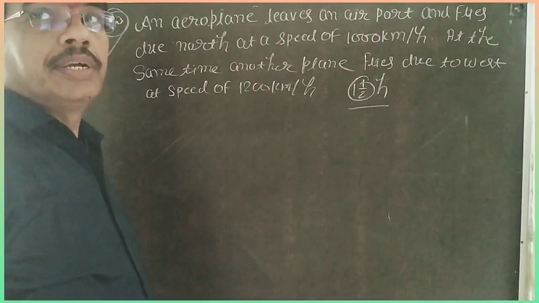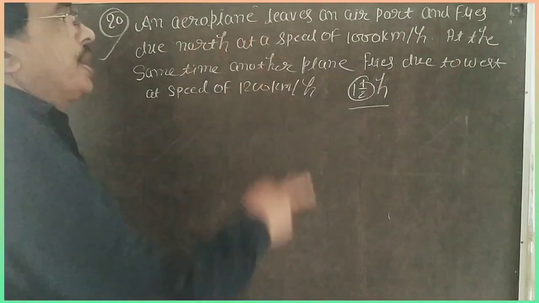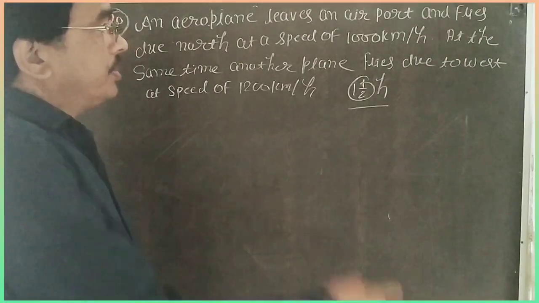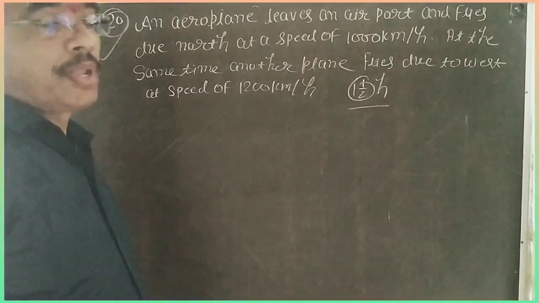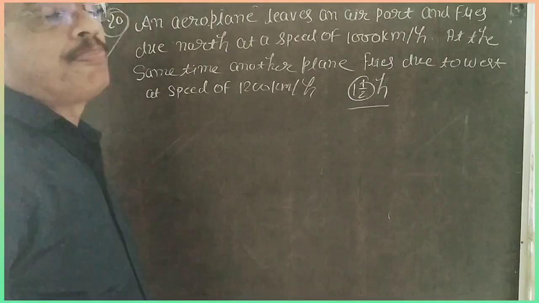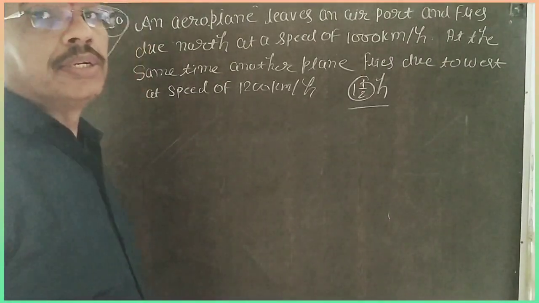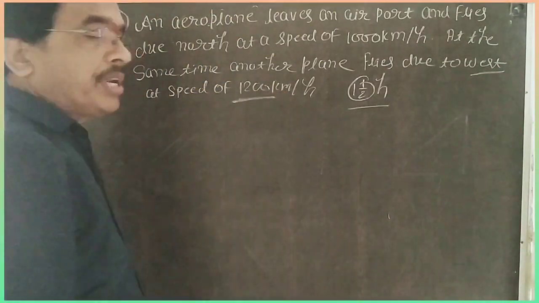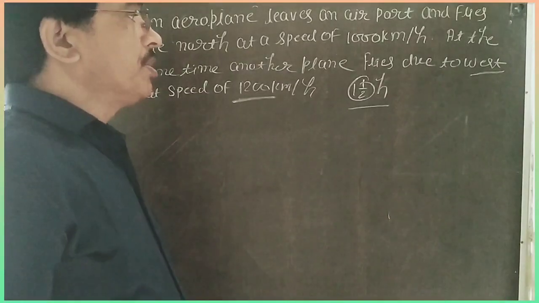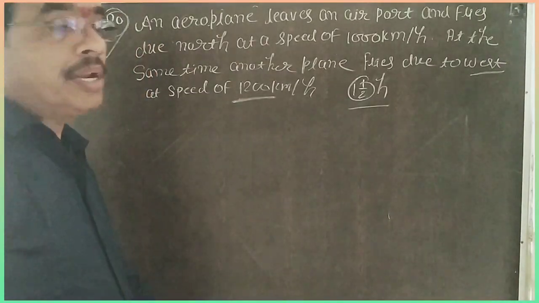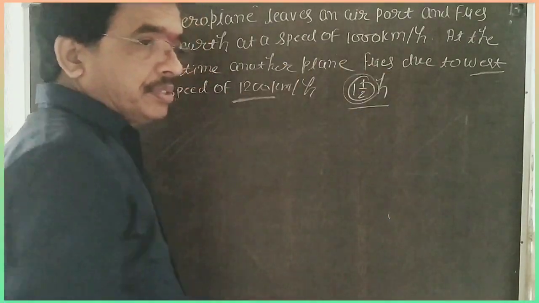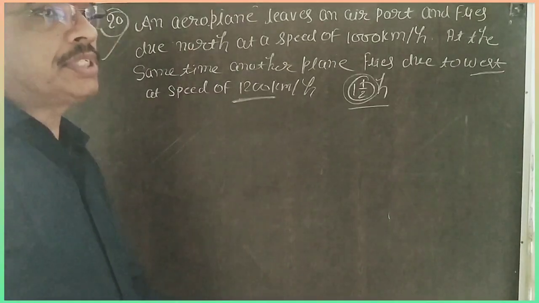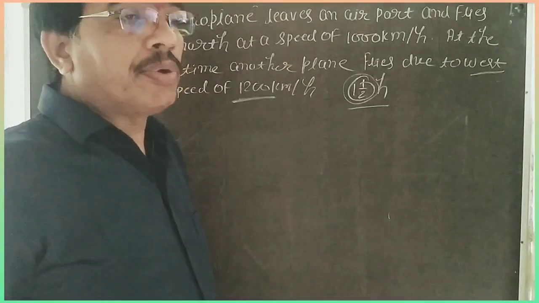Question number 20: an aeroplane leaves an airport and flies due north at a speed of 1000 km per hour. At the same time, from the same airport, another plane flies due west at a speed of 1200 km per hour. Your question is, what is the distance between these two planes after 1.5 hours? This type of question I solved in examples, and I told you that time.